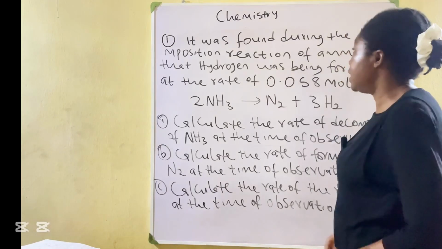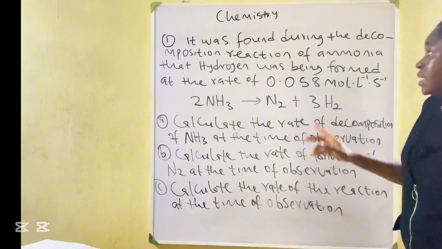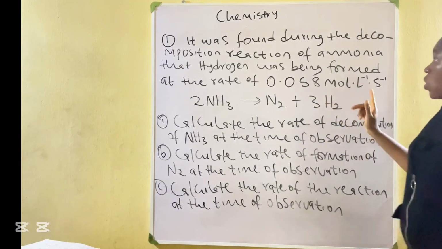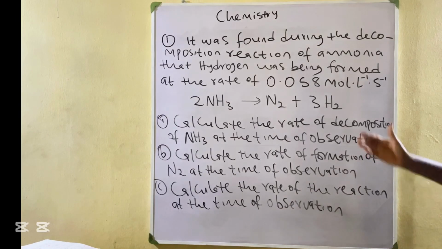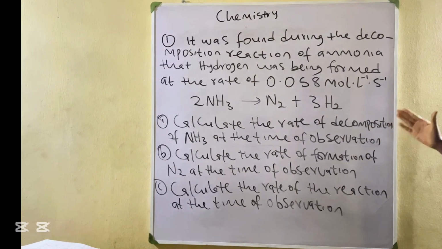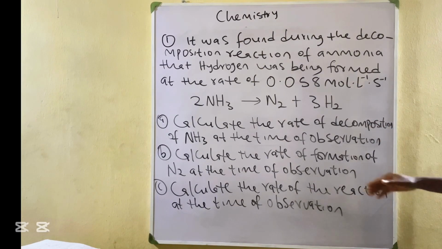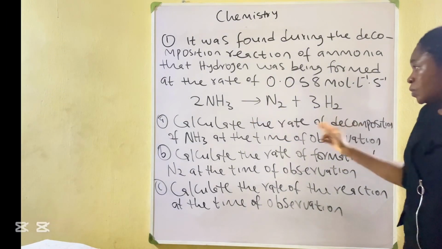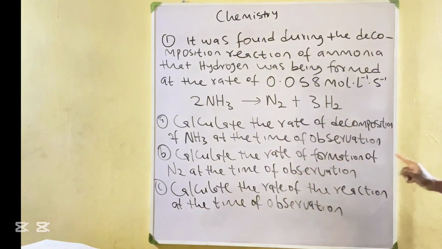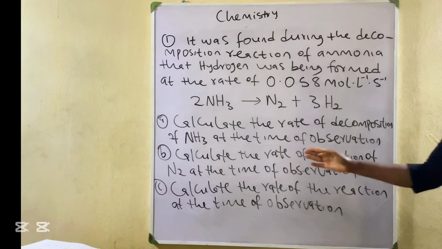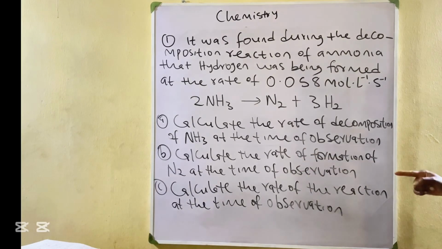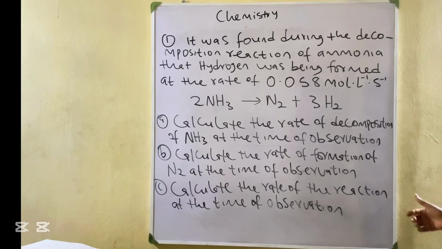So let's look at this exercise. It was found during the decomposition reaction of ammonia that hydrogen was being formed at the rate of 0.058 mole per liter per second. So this is the question for the reaction. Question number 1, calculate the rate of decomposition of ammonia at the time of observation. Calculate the rate of formation of nitrogen at the time of observation. Calculate the rate of the reaction at the time of observation.